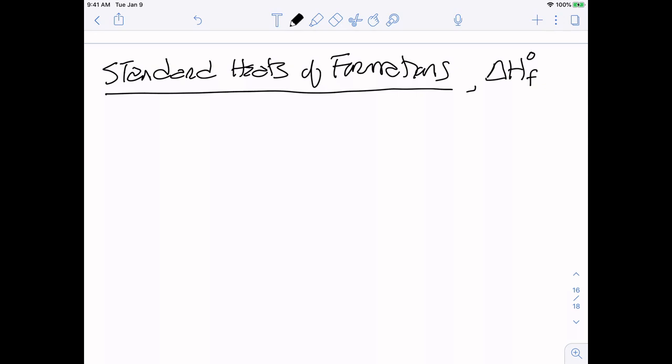That would be my definition of standard heats of formation, but in a practical sense, it's not how I would actually make sodium chloride. So often it's a hypothetical value, but we can use these values to determine our overall enthalpy change for our reaction.